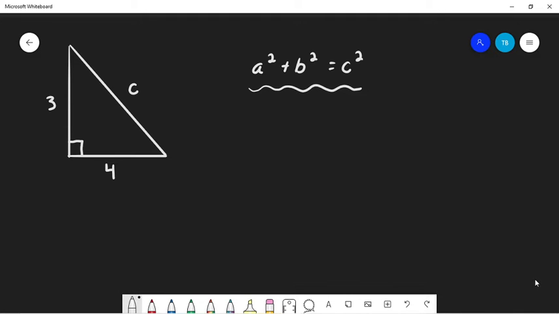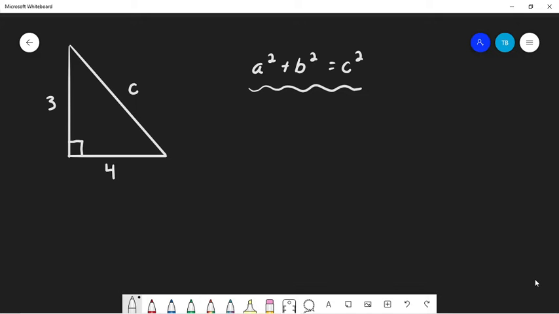And then for all intents and purposes, the A and the B, the leg lengths, are interchangeable for us. So if someone were to ask you which one is A, which one is B, it really doesn't matter at this point. So either this one's 3 and this one's 4, or vice versa. Okay, so we take these numbers and plug them into the Pythagorean theorem and then solve for the unknown, which in this case is the hypotenuse.